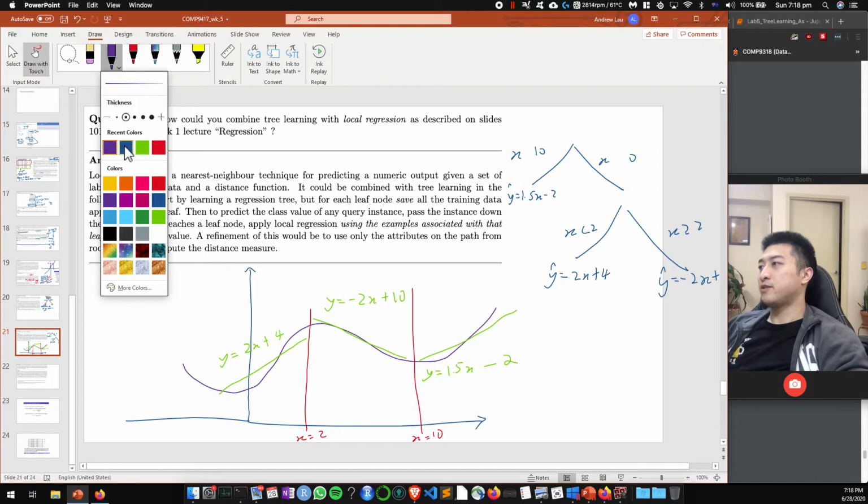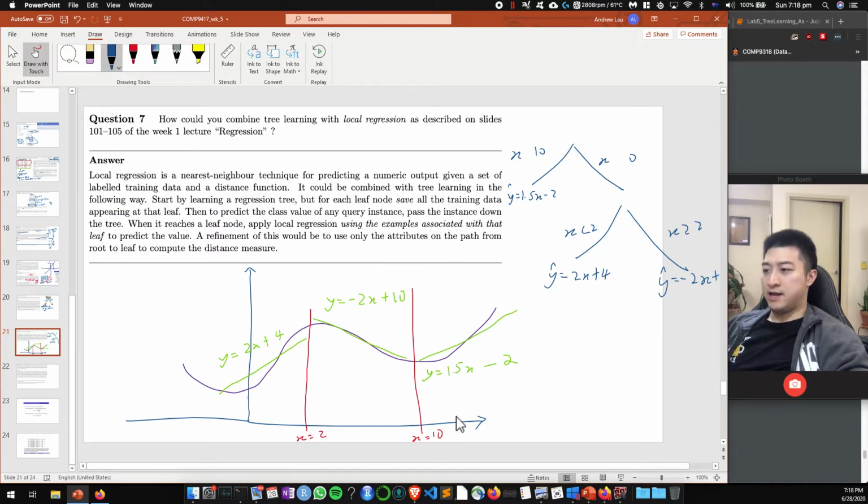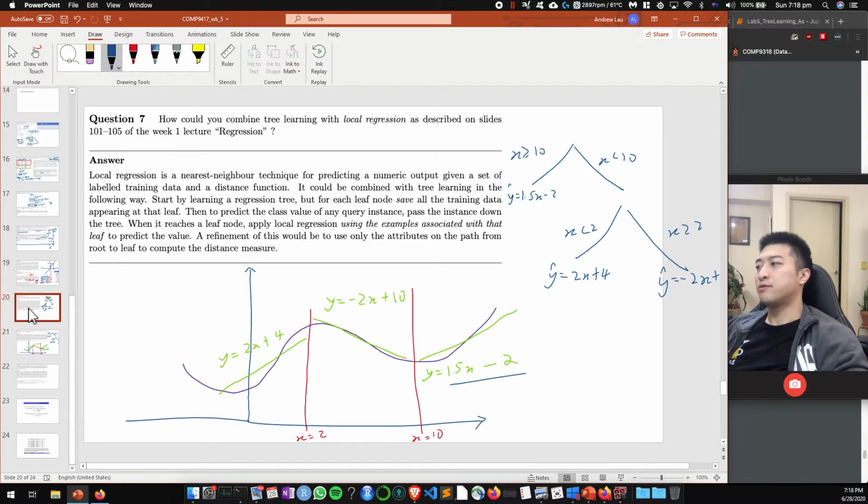So your first split could be, if x is greater than 10, you'd use this linear regression model. Otherwise, if it's less than or equal to 10, you split again and you work out whether it's this model or this model. But either way, there's always a model, right? It's a model tree.